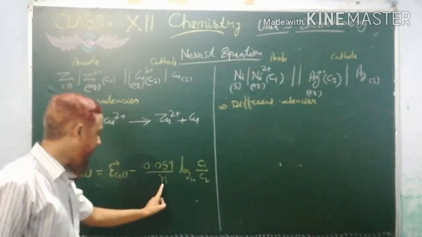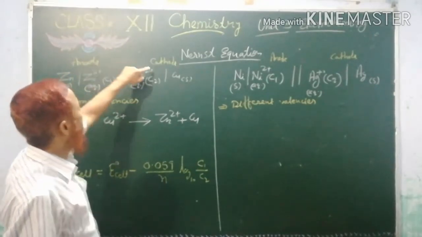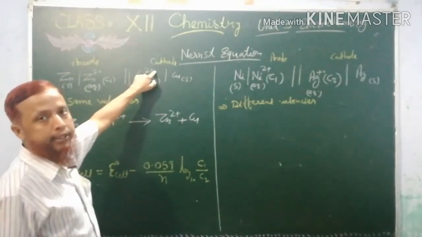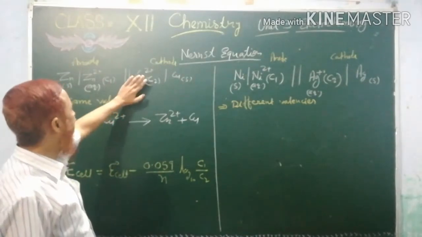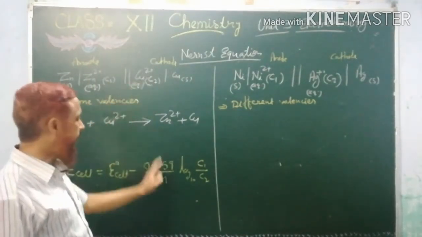Number of electron, because n is the number of electron. Valency is 2 plus, valency is 2 plus. Definitely 2 electrons are involved here. So if valencies are same, n will be equal to the number of valency. Means here n will be 2.